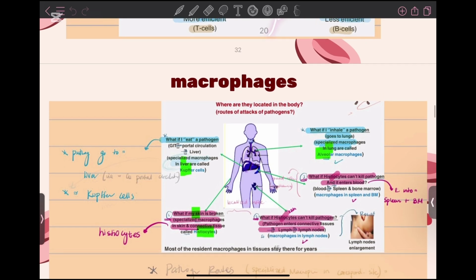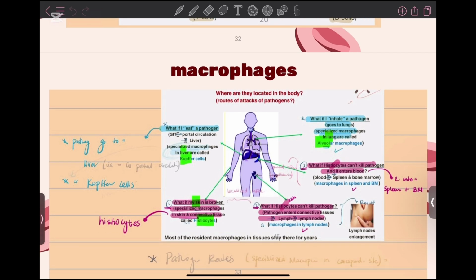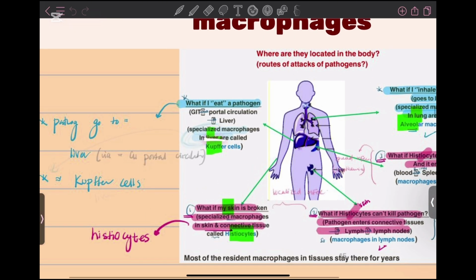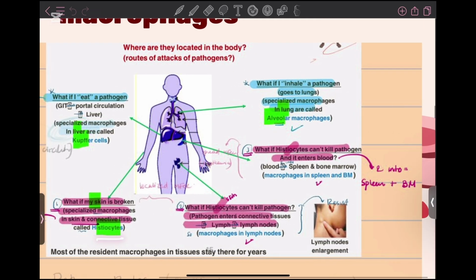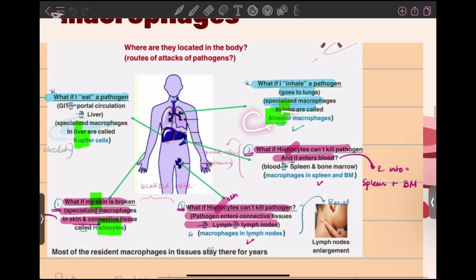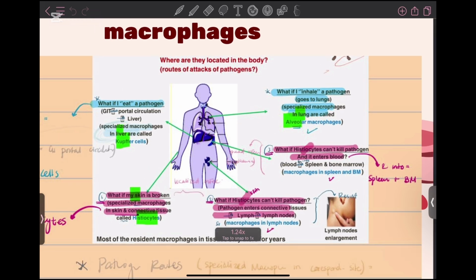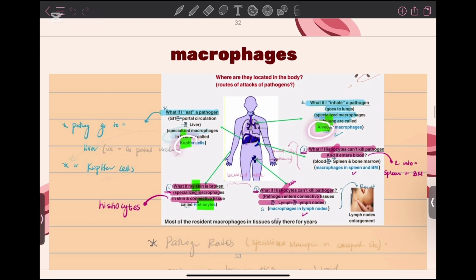Okay. Next, finally, for macrophages, what you're supposed to know is the name of the macrophage in a certain type of tissue. In the liver, you call the macrophages Kupffer cells. In the skin, once they penetrate the skin and go into the epithelium and into the connective tissue, you call them histiocytes. For example, in the lung, we call them alveolar. These are the main: alveolar in the lung, Kupffer in the liver, and histiocytes in the skin.